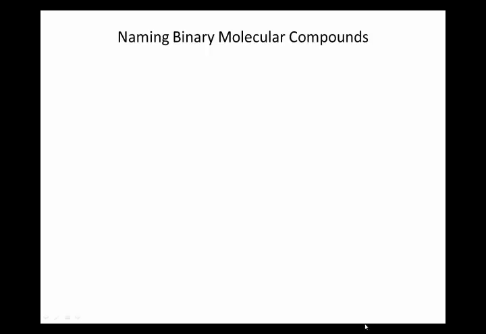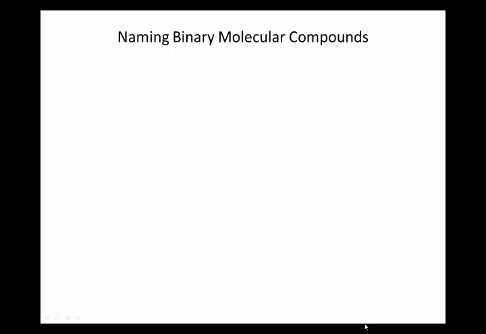Okay, so wrapping up chapter 5. This is the last I have to talk about chapter 5, and this is not going to build on the last few things. This is just naming again. We're going to name covalent compounds or molecular compounds. We're only naming binary molecular compounds.